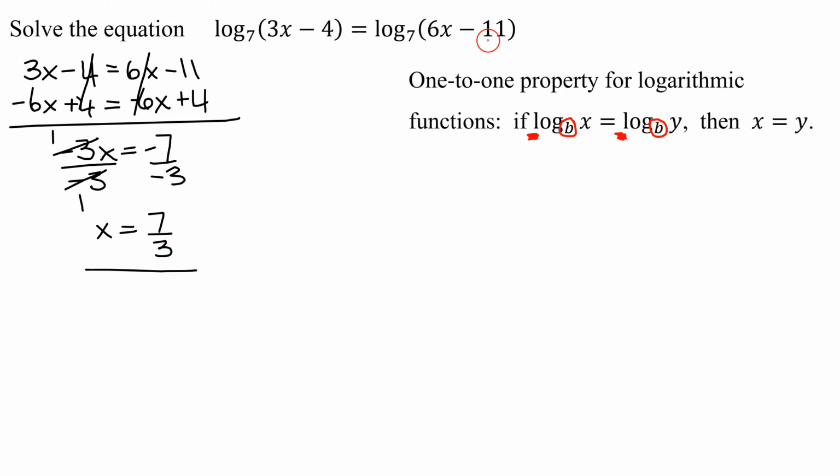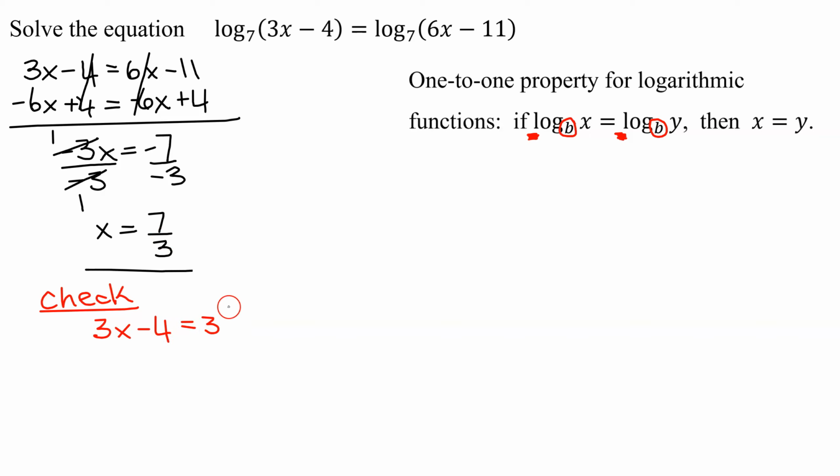I started with a logarithmic equation, so I must check for extraneous solutions. So let's quickly check our answer. And in logarithmic equations, all you have to check is to make sure that the argument of each of the logs is a positive number. So I'm going to check 3x minus 4 to see if it's positive.